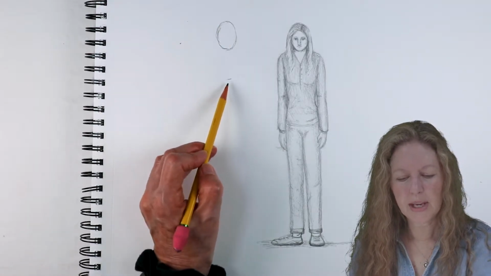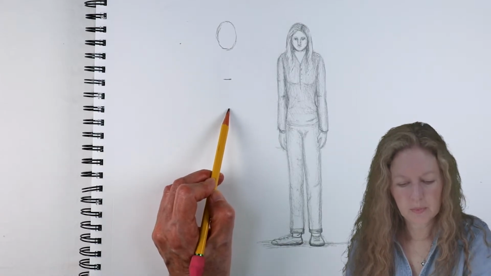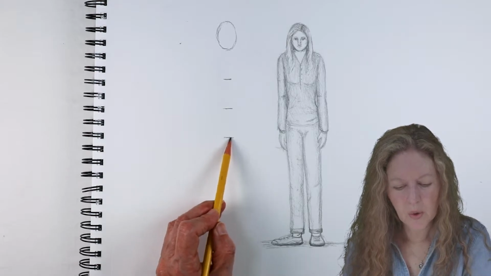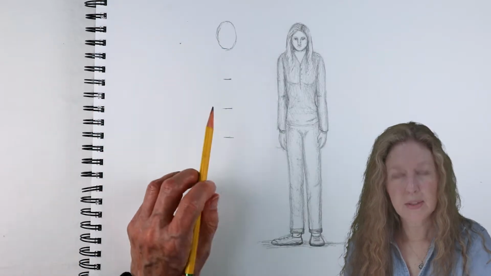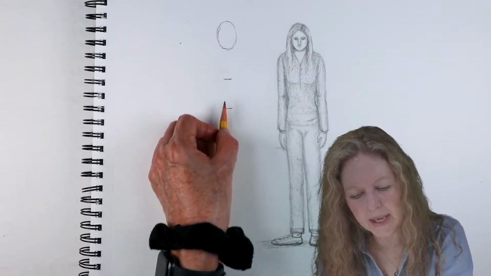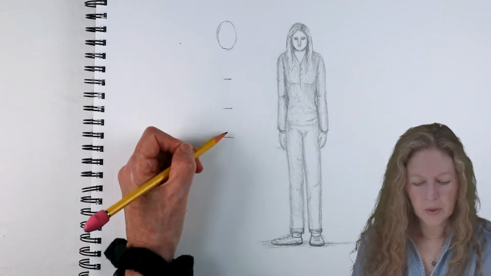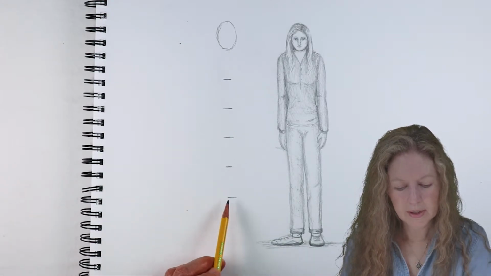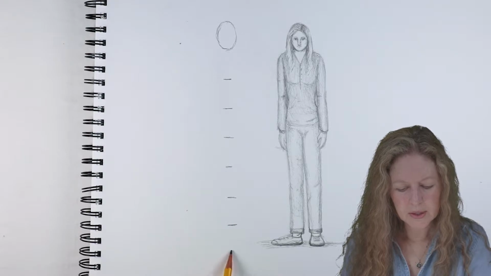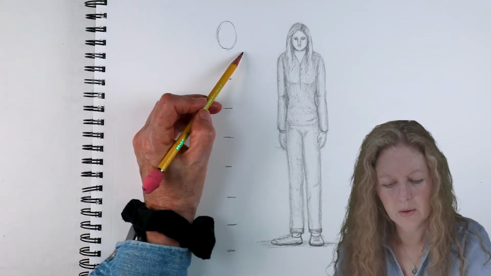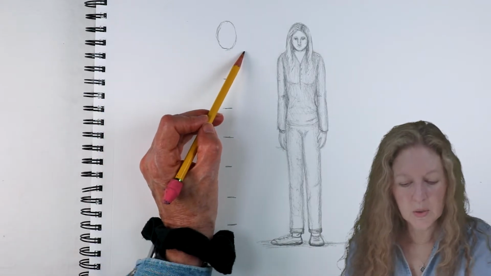All right, so we have 1, we have 2, we have 3, this will be where the waist is, 4. I'm guesstimating how the size is, but if you wanted to get really particular, you can measure it with your pencil and then make it exact. So we have 4, counting the head, 5, 6, 7, and 8. 8 heads tall.